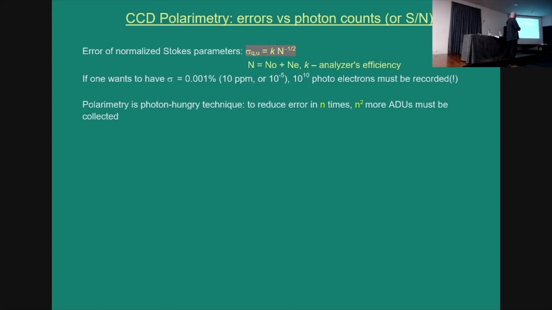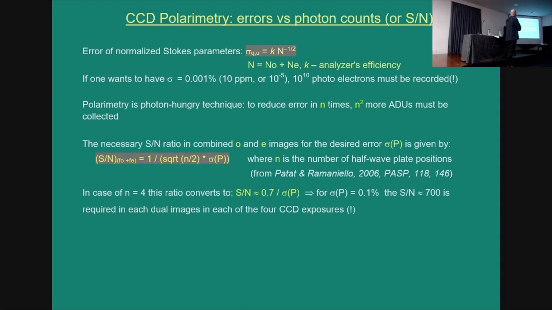There is another very useful formula here, which gives you the necessary signal-to-noise ratio in combined orthogonally polarized images for the desired error sigma p. Sorry, it's not visible here, but it can be found in this paper. Here, n is the number of half-wave plate positions. In case of measuring linear polarization, you need at least four positions to measure one pair of Stokes Q and U, and then this formula transforms to this one.